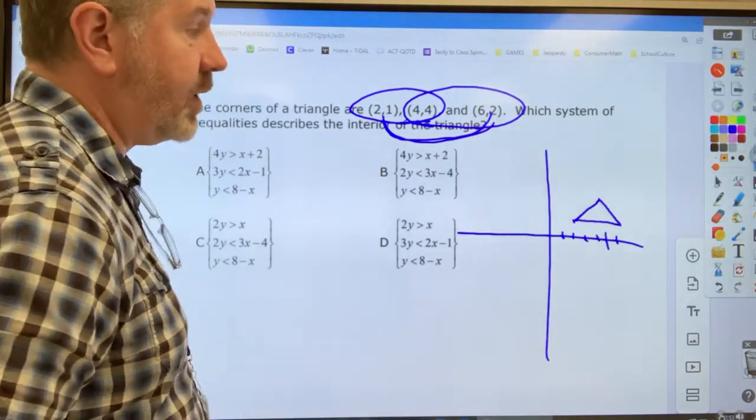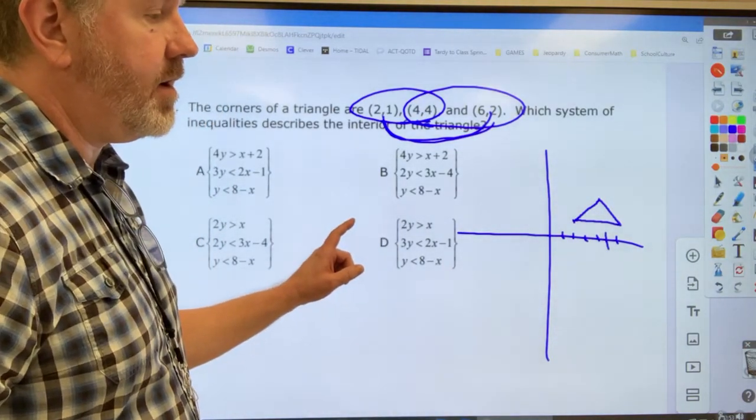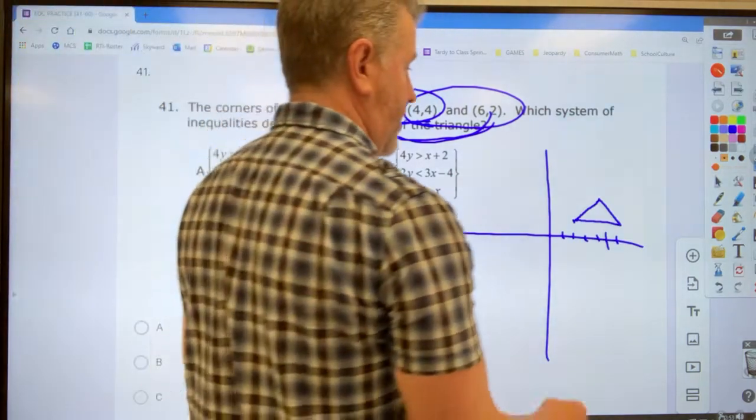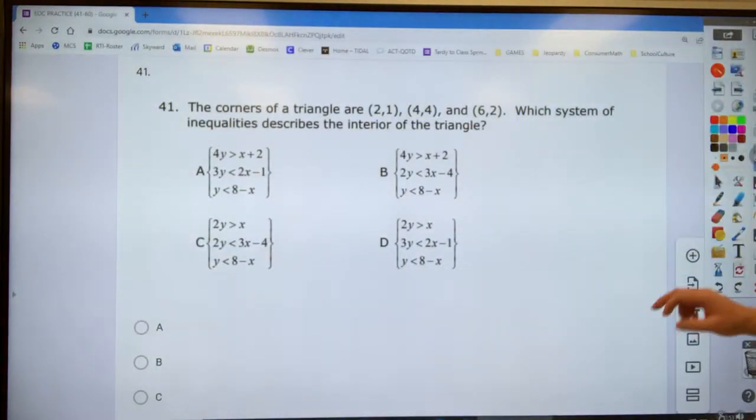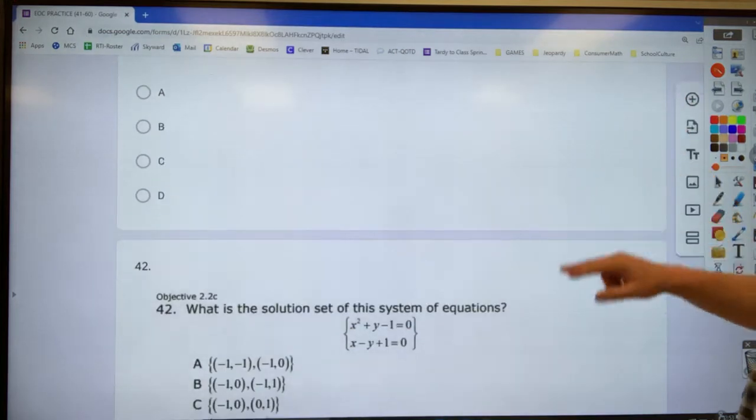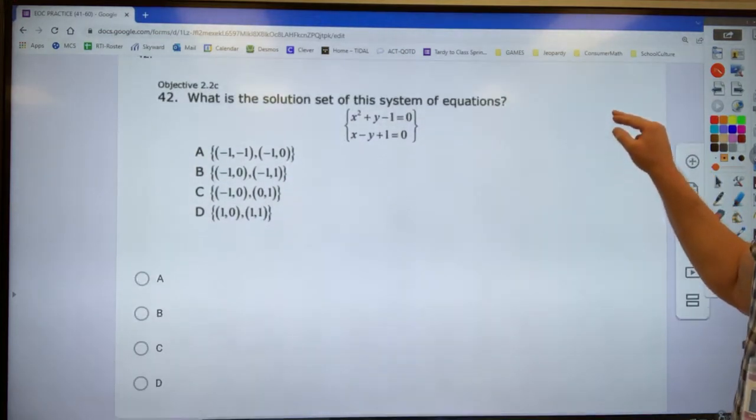So I'm going to call this one not an efficient use of time. I know how to solve it. I can explain it to you. We're skipping it. Number 42.